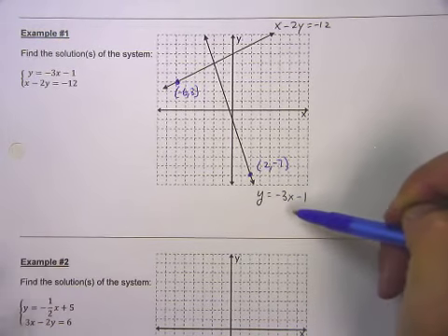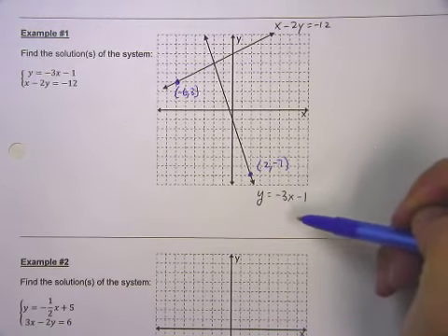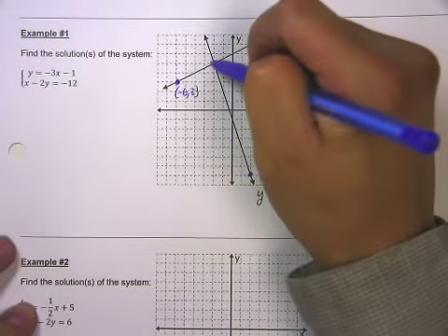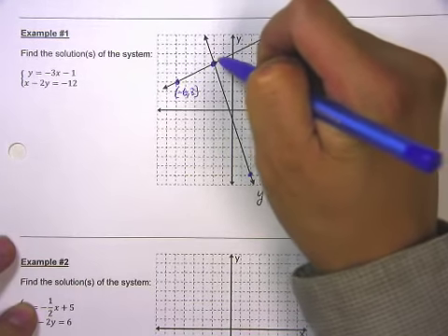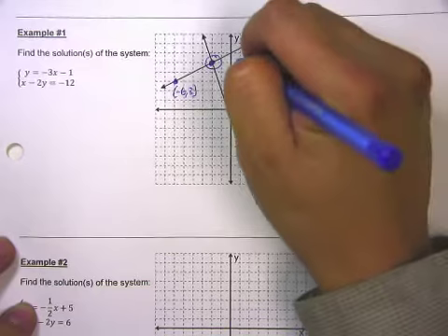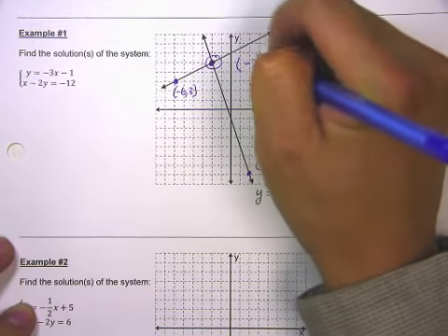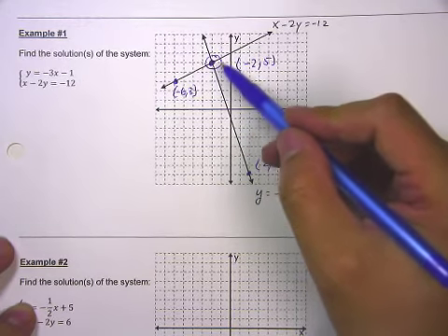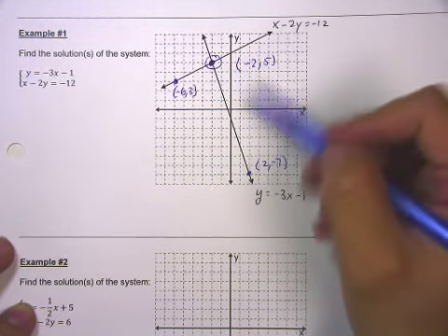But what I'm looking for is an ordered pair that's going to be a solution for both equations. And where is that going to be? What point would work for both of them? That's going to be this point. This is the intersection point. This point here is negative 2 comma positive 5. That's the only intersection point, and that is the point that would satisfy both equations.